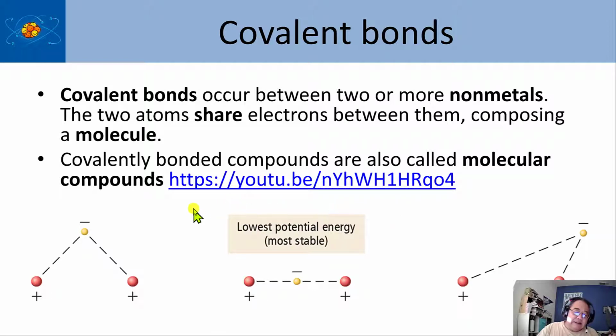Now, like ionic compounds, when you form a covalent compound, the properties of the elements are very different from the properties of the compound. When you form a molecule, and this is what we call substances that are held together by covalent bonds, they form unique units, unlike ionic compounds that form networks or crystal structures.